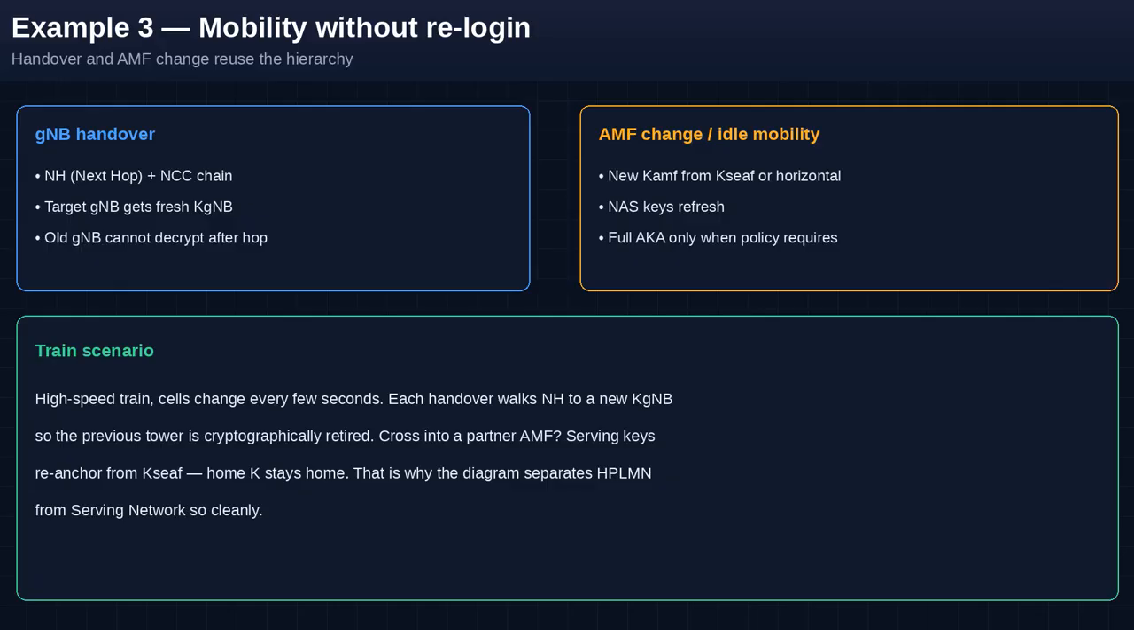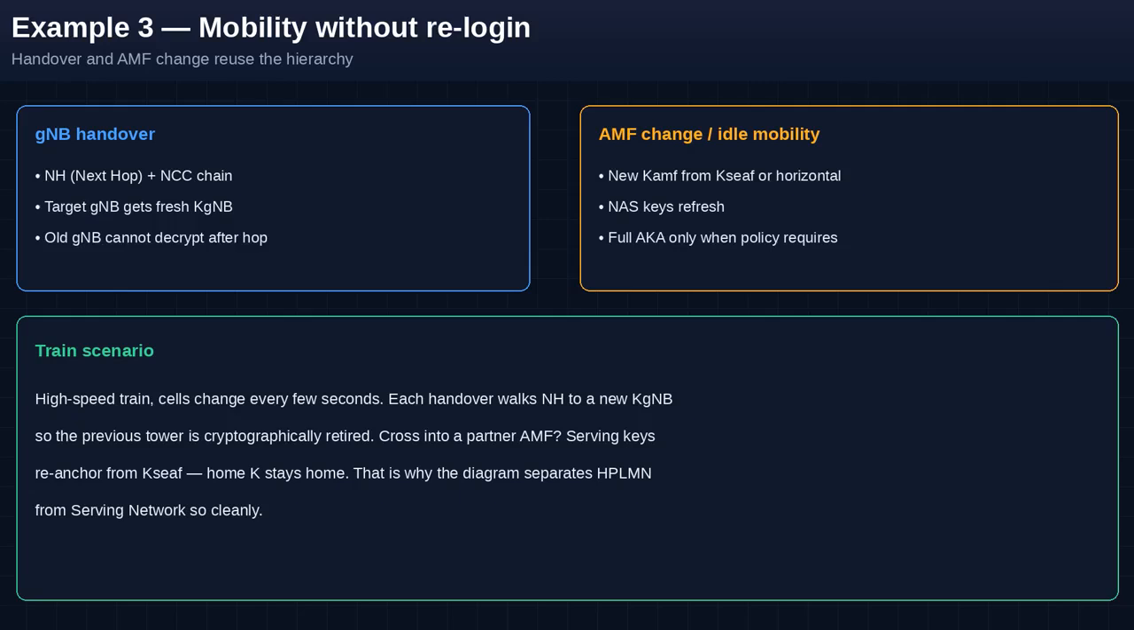When mobility crosses AMF boundaries, KAMF can be rederived from KSEAF or via horizontal derivation rules. So NAS keys refresh. Full AKA back to the home AUSF is reserved for when policy, timers, or trust require a new anchor. Not for every cell edge.